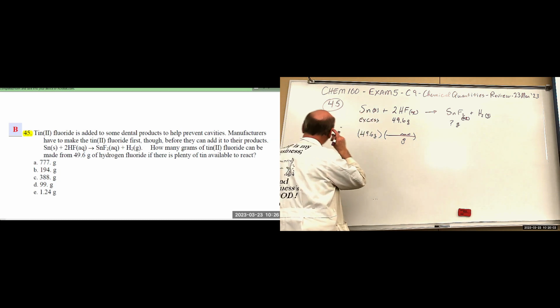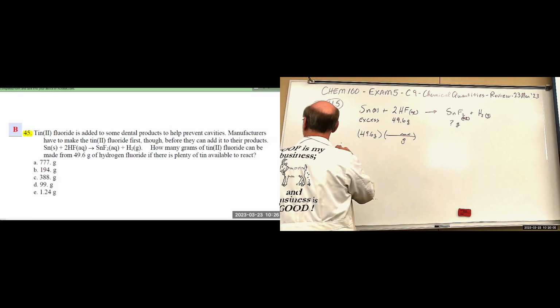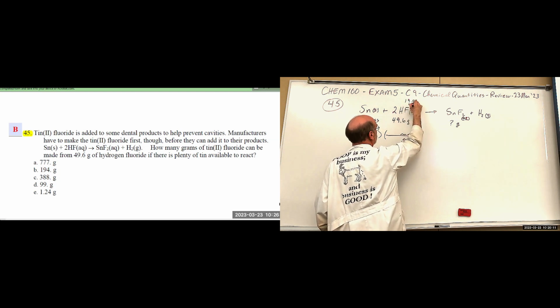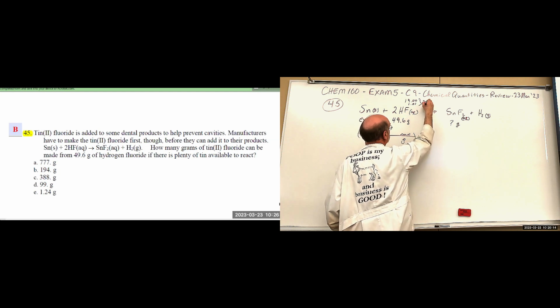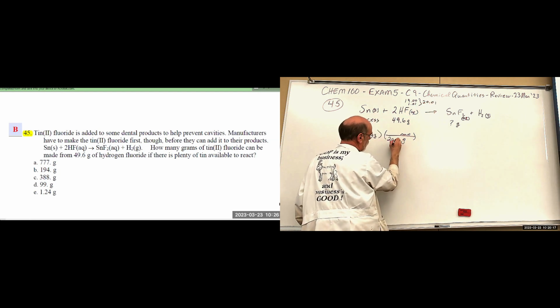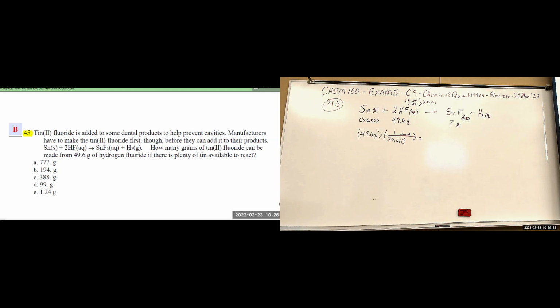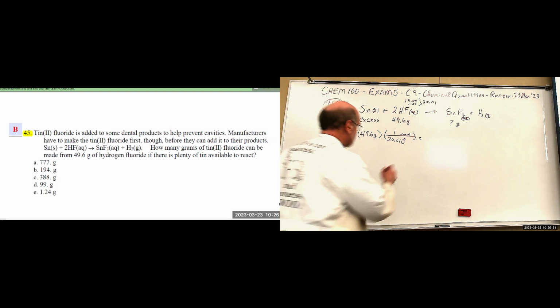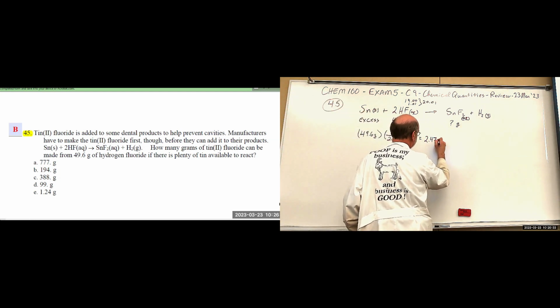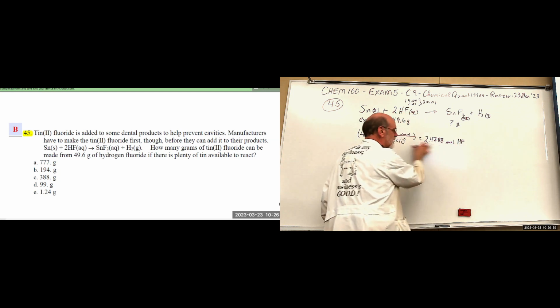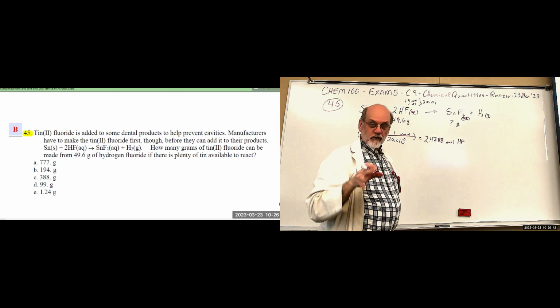What's the molar mass of HF? Well, let's see. Fluorine is 19 and hydrogen is 1.01. So that's 20.01. So we divide 49.6 by 20.01 and we get 2.4788 moles of HF. Notice I keep all my decimals so that I avoid rounding errors.